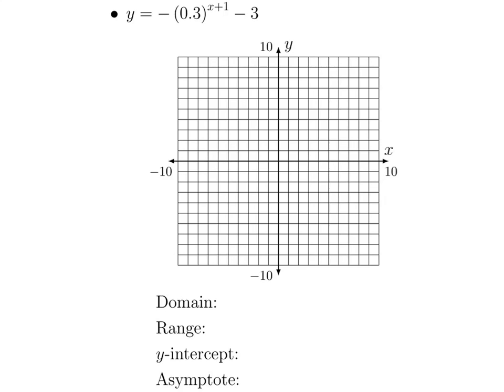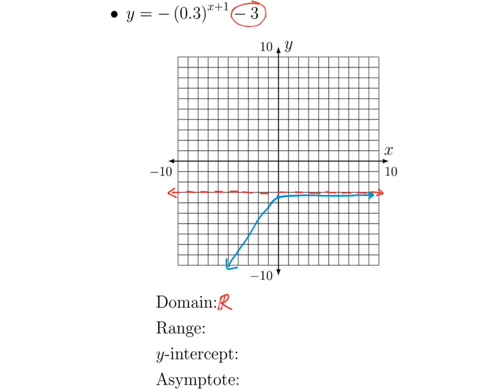Okay, now, one last one for me to do for you. This time it ends in -3. So our asymptote will be down at -3. If you plug in 0 for x, you end up with -3.3 for y. And then you go ahead and draw the swoopy graph where it goes toward the asymptote to the right, because 0.3 is our base, and that's smaller than 1.